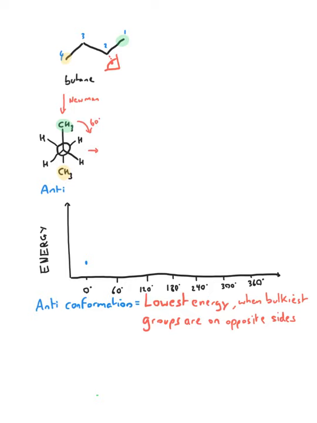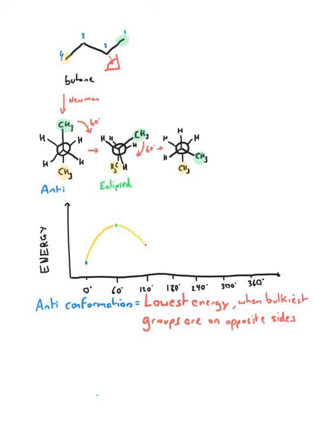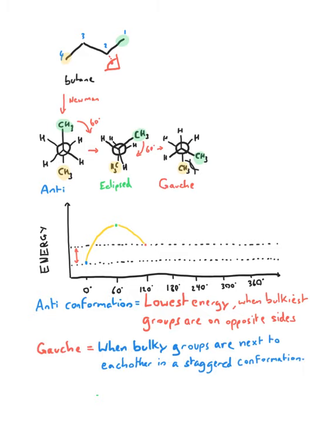If we rotate it 60 degrees, we get an eclipsed structure, and there's an increase in energy. And if we further rotate it 60 degrees, we get a decrease in energy again. However, we are not equal in energy to the anti-conformation. Why? Because the two bulky groups are next to each other. Yes, they are staggered, but because they are two bulky groups, they are still going to be interacting with each other. So we refer to this structure as gauche.